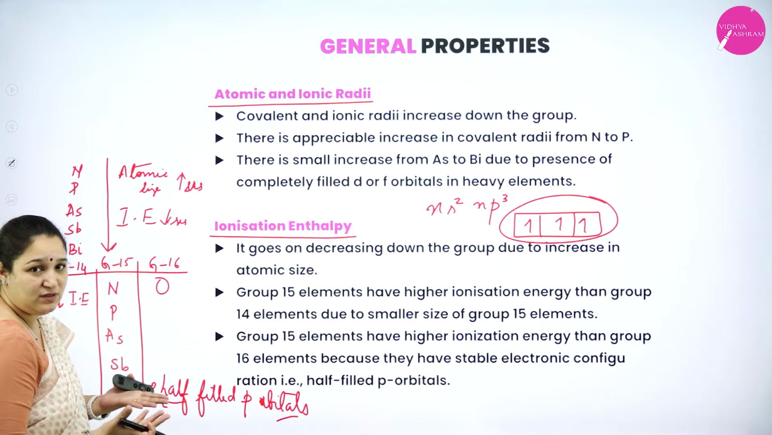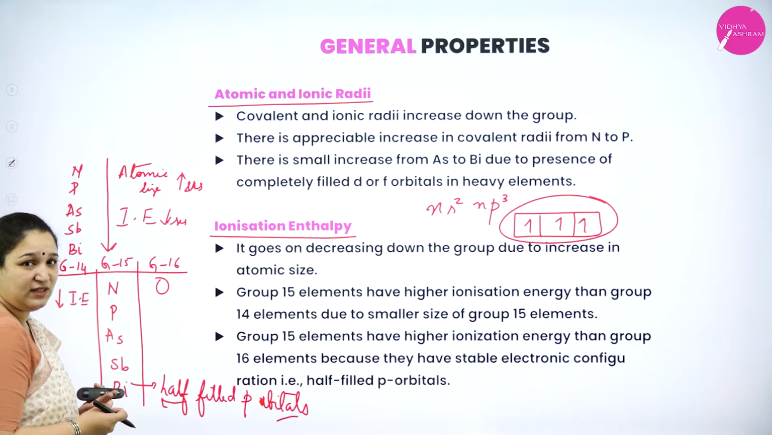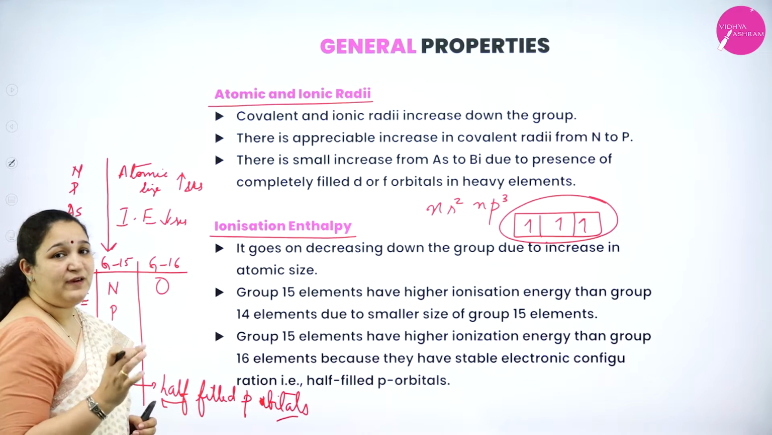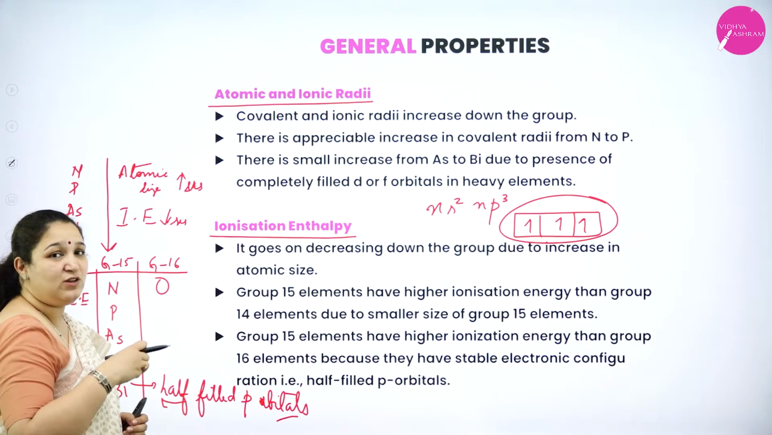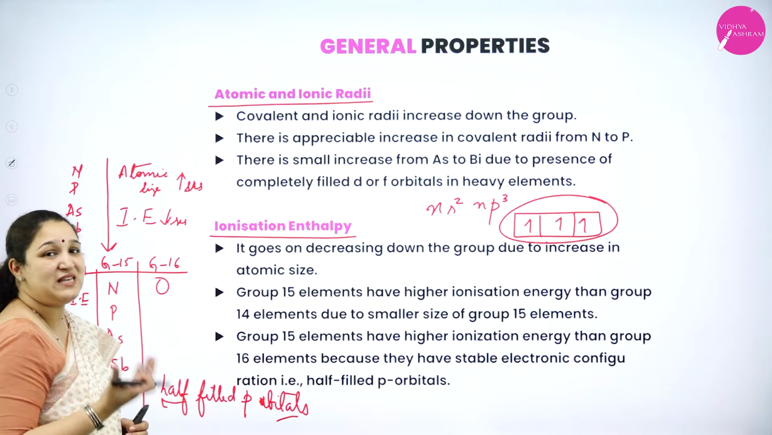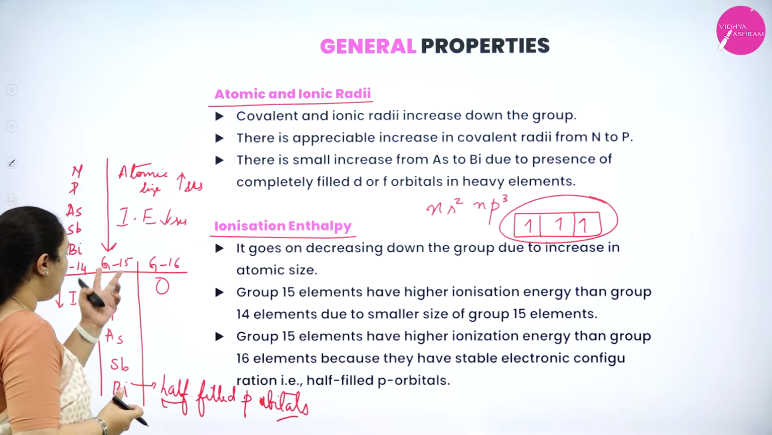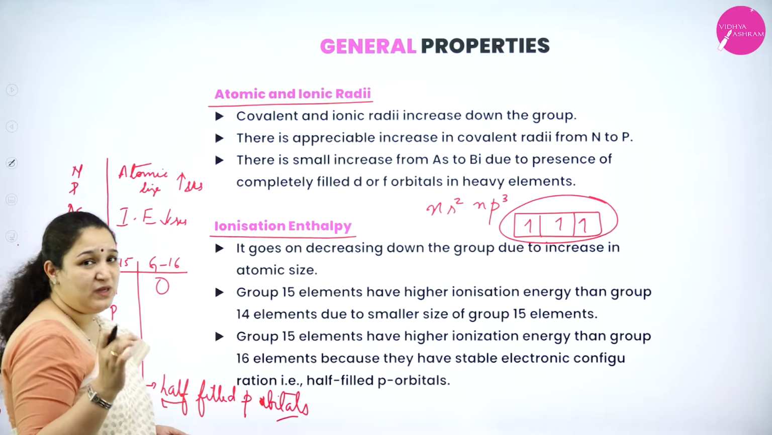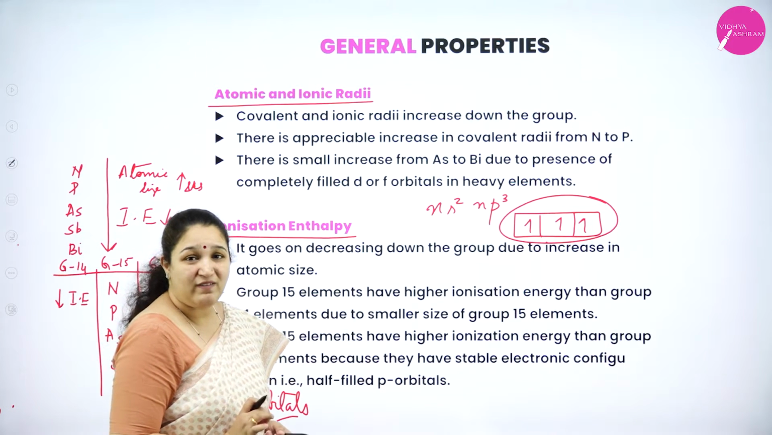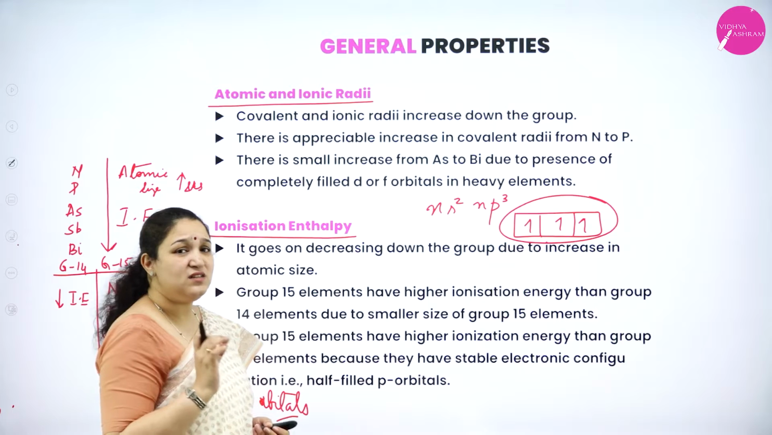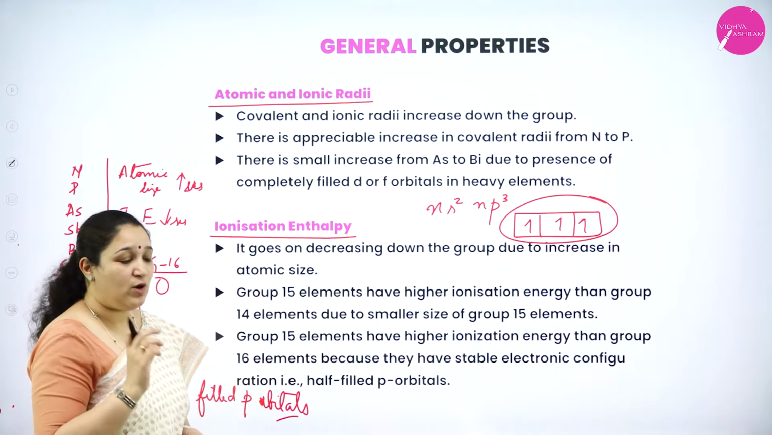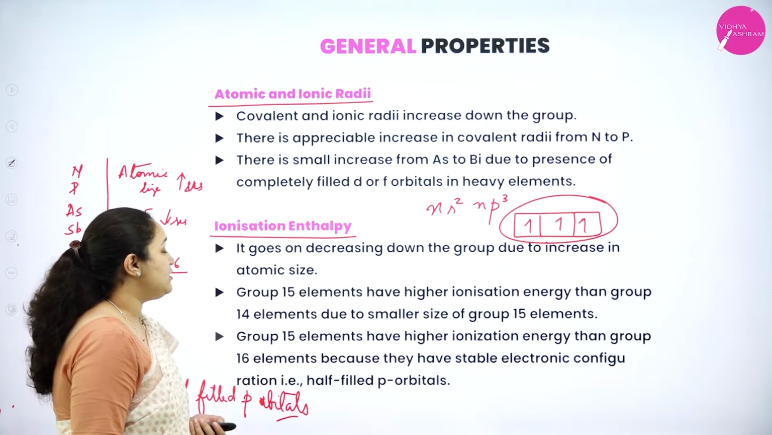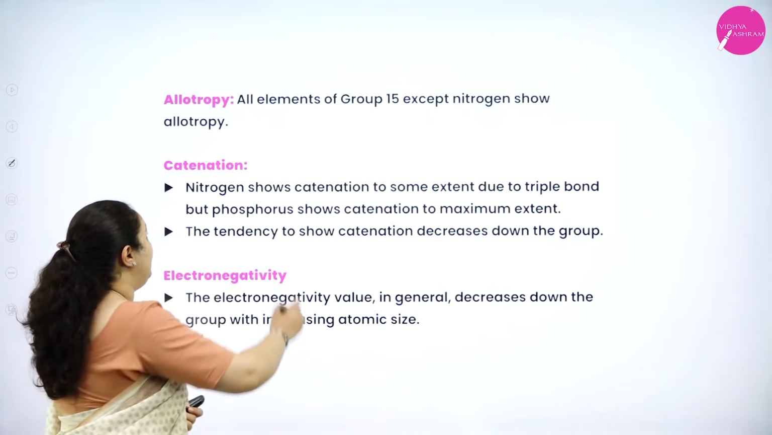Why? Give reason. In first year you all have studied, isn't it? That is because nitrogen has got half-filled p orbitals, thus it is difficult to remove the electrons due to its extra stability. Thus, group 15 has got higher ionization enthalpy than that of group 16. So, I hope you have understood this. It's a really very important concept or an exception which you need to remember. Okay. Next, we will go to allotropy.